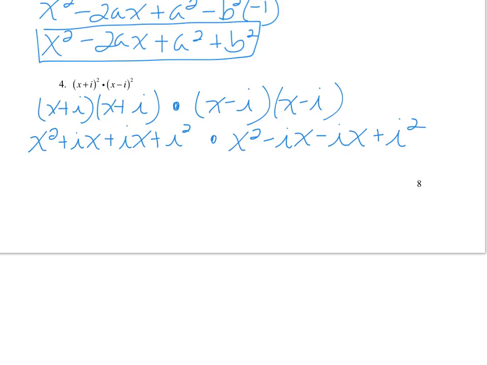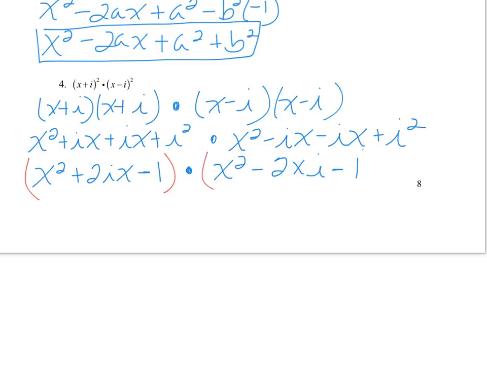Okay, let's neaten up the left side. x squared plus 2ix, let's see, i squared is a negative 1, so now this is minus 1, times x squared minus 2xi. i squared is a negative 1, so it becomes a minus 1. All right, I'm going to multiply now a trinomial times a trinomial.